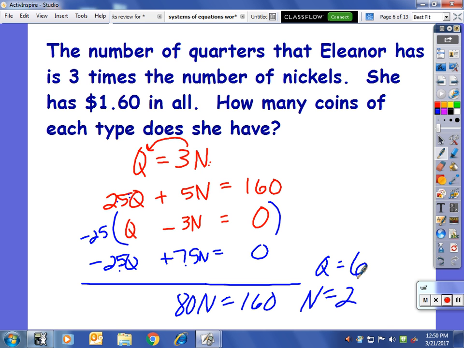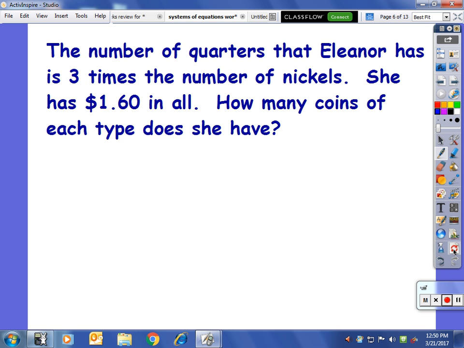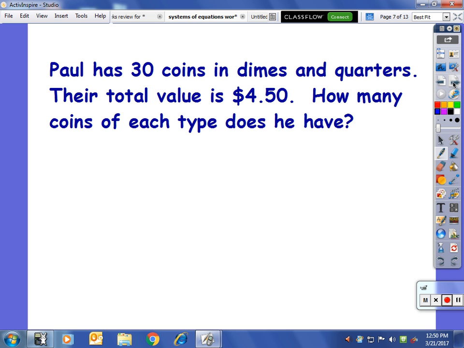To me, most of the time I use the addition method, but when it's this obviously set up to do substitution, sometimes I'll just do substitution. All right, let's try another one. Let's practice writing these equations. You try this one. Try to write the equations for this one, please.